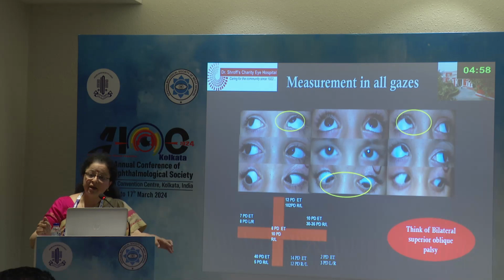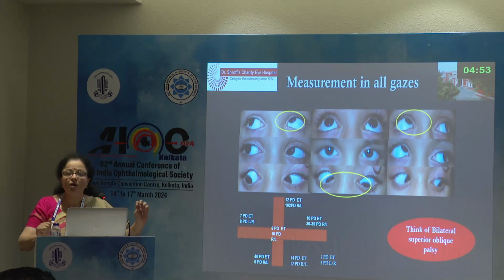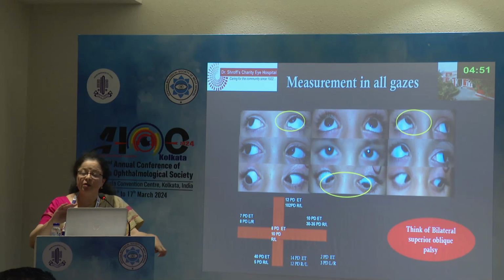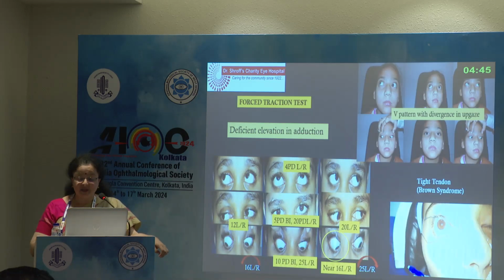When you find an increasing esotropia in down gaze, like a V pattern, V esotropia, and there's an alternating hypertropia, then you suspect a bilateral superior oblique palsy. Then the forced traction test is very important.